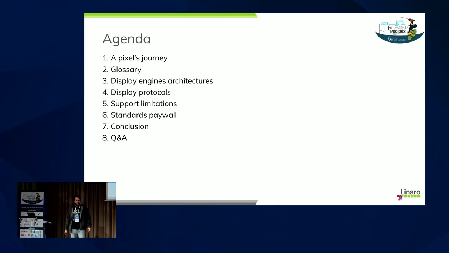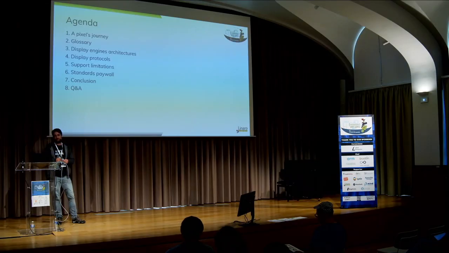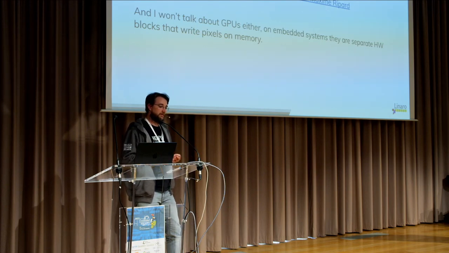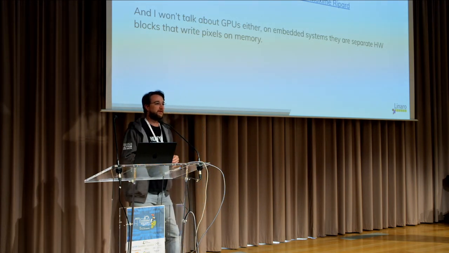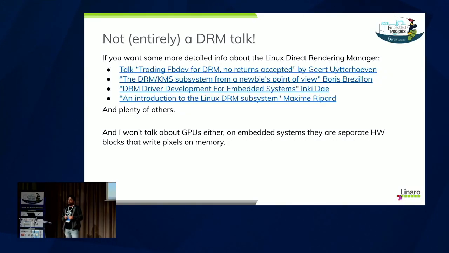So the agenda of my talk is mainly about the display engine architecture, the protocol limitations, and the standards and specifications that are behind paywalls. So it's not a DRM talk, I'm sorry. There are plenty of great DRM talks you can find by Geert, Boris, or Maxime, and plenty of others. It's not about GPUs either, because for me, the GPU is really a separate system that does rendering in memory, and the display engine actually reads that memory, so it's really separate hardware. It's not the case on PCs or in the Intel world, but in embedded, it's completely separate.